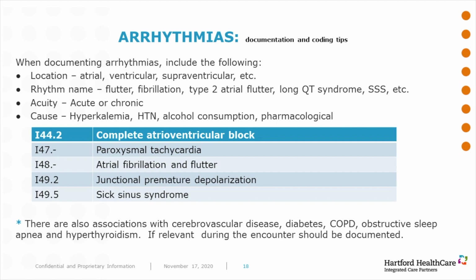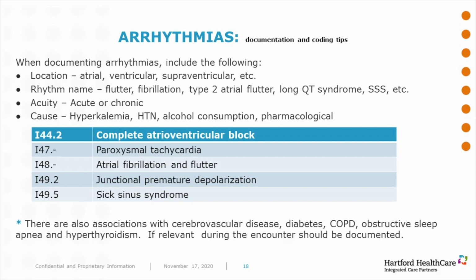Arrhythmias, documentation, and coding tips. So when documenting arrhythmias, include the following: location, atrioventricular, supraventricular; rhythm name, flutter, fibrillation, type 2 atrial flutter, long QT syndrome, sick sinus syndrome; acuity, whether it's acute or chronic; and the cause could be related to hypokalemia, hypertension, alcohol consumption, or it could be related to medication, right?